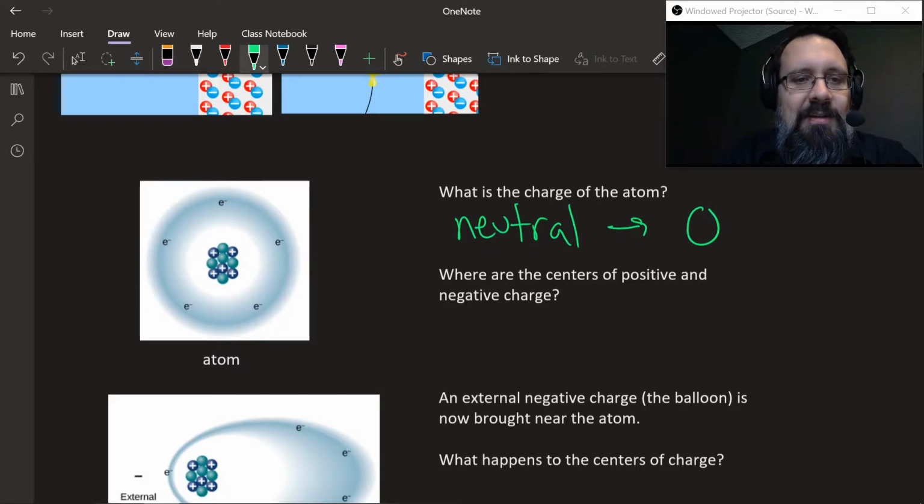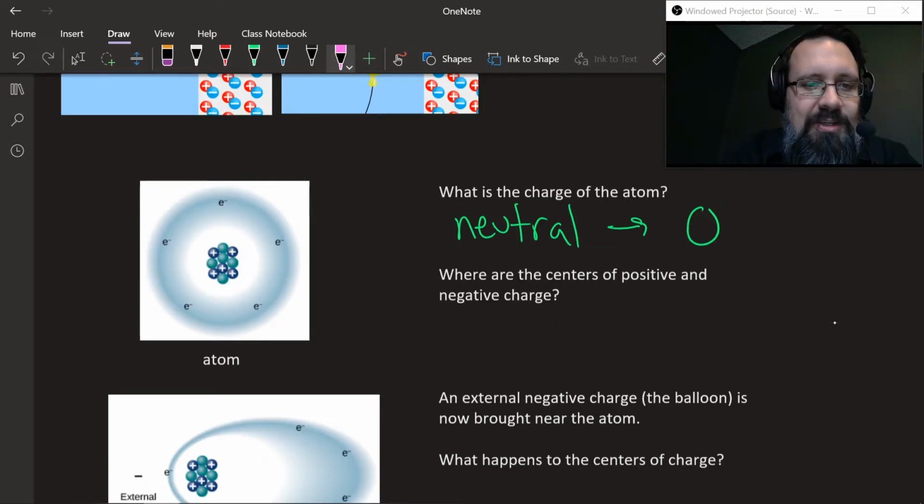So we can see that there's +5 in the center. What the heck did I just write 15 for? So we have +5 in the center and then minus 5 from the electrons, giving us a total of 0 charge. Where are the centers of the positive and negative charge?